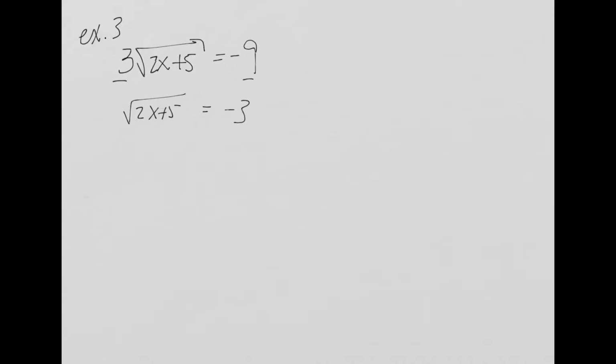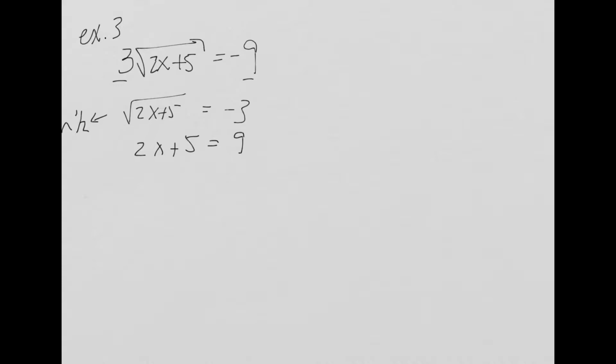Now what power should I raise it to? Well, I'm taking the square root. Remember, the square root is the same as raising it to the 1/2. So I'm going to square both sides. And negative 3 squared is 9, because negative 3 times negative 3 is 9.